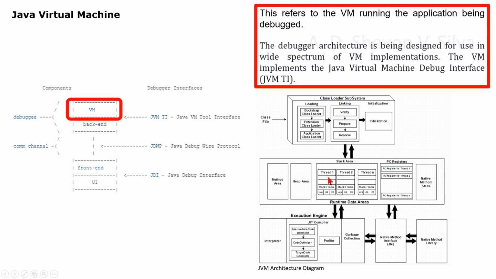A number of threads are inside the stack area. Each thread has a stack frame, LVA (local variable array), operand stack, and frame data inside each thread. There are PC registers for each thread here, and runtime data areas are interacting with the execution engine.